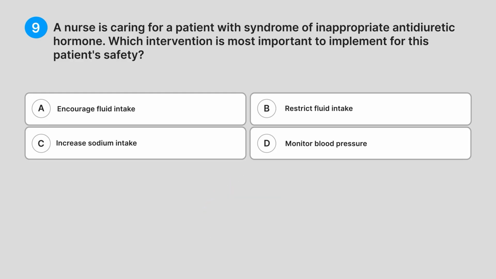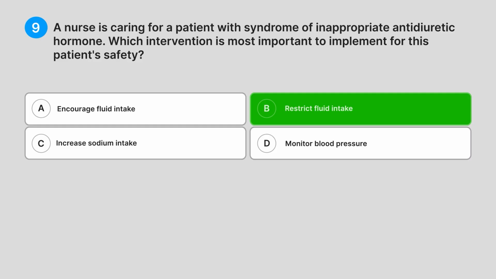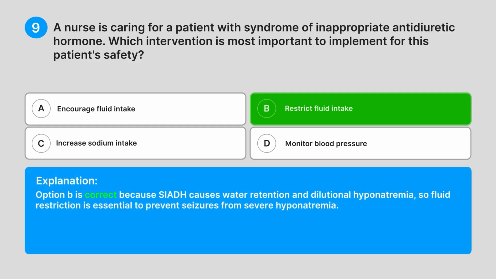Correct answer, B. Restrict fluid intake. Explanation. Option B is correct because SIADH causes water retention and dilutional hyponatremia, so fluid restriction is essential to prevent seizures from severe hyponatremia.